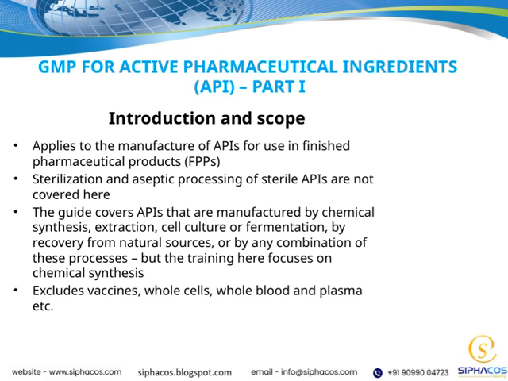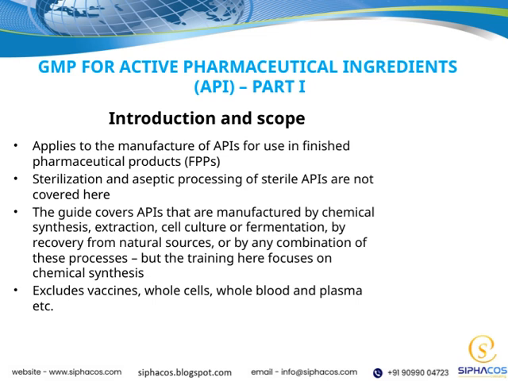The scope of this guide includes APIs made through various processes: chemical synthesis, extraction, cell culture, fermentation, or recovery from natural sources. It also covers APIs produced by any combination of these methods. However, for this training, our main focus is on chemical synthesis. It's also crucial to understand what is excluded from this scope. Vaccines, whole cells, whole blood, plasma, and similar biological products are not covered here. Our focus remains on chemically synthesized APIs used in pharmaceuticals.